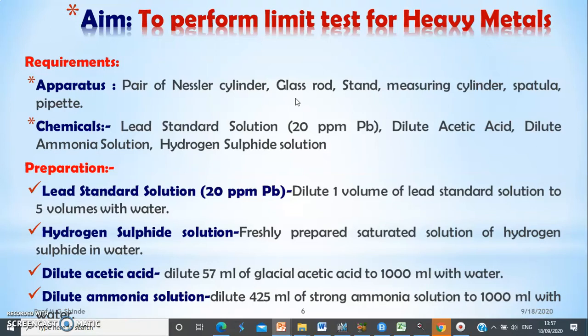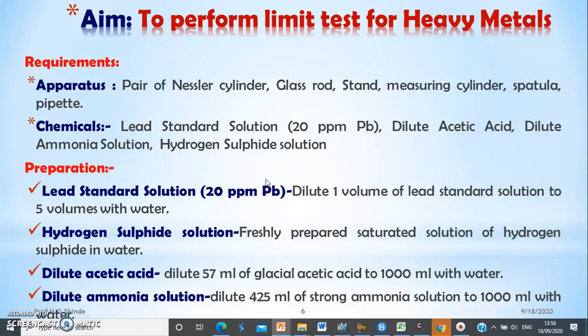Next we require some chemicals. Here we require lead standard solution of 20 ppm, dilute acetic acid, dilute ammonia solution and a freshly prepared hydrogen sulfide solution. While performing the practical we require to perform the following preparations. First we require to prepare lead standard solution of 20 ppm. Here we require to dilute 1 volume of lead standard solution with 5 volumes of distilled water. We also require a freshly prepared hydrogen sulfide solution.